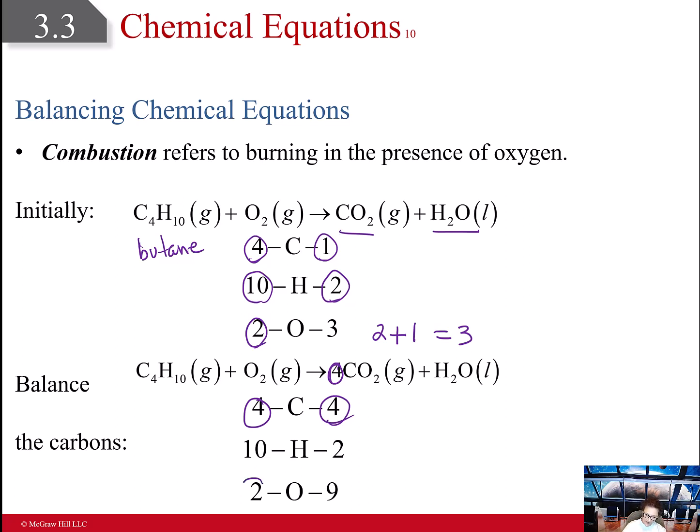I still only have 2 over here. Now I have 4 times 2 is 8, plus 1 is 9, okay? So now I have 2 on one side and 9 on the other. But don't panic, it's okay, because remember, we're going to do the oxygen last. So now, check, my carbons are balanced.